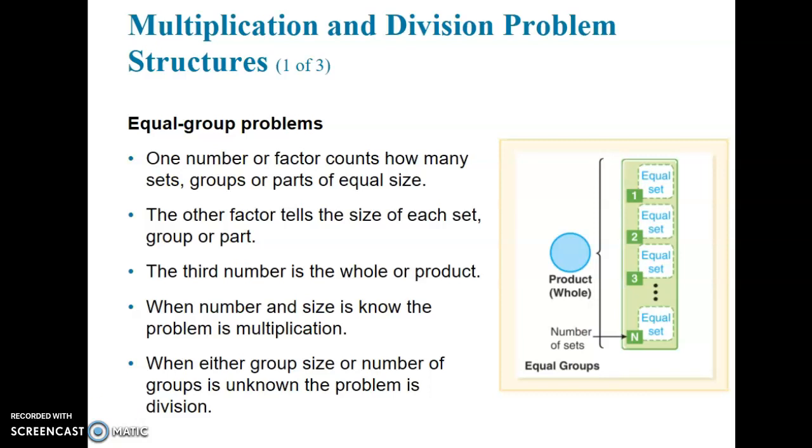When either the group size is unknown, how many in each group, or the number of groups is unknown, how many groups, then the problem is division. If the number of groups is unknown, but the size of each group is known, the problems are called measurement division or sometimes repeated subtraction problems.